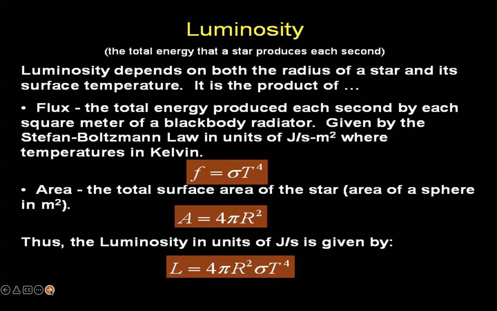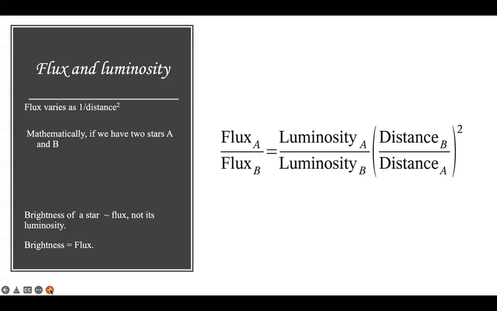This is the distance to the star and the temperature, which we will get both of them from the HR diagram. So if you had two stars which have a flux of A versus B, it would be basically the ratio of the luminosity and the inverse ratio of their distances squared, because flux goes as 1 by r squared.